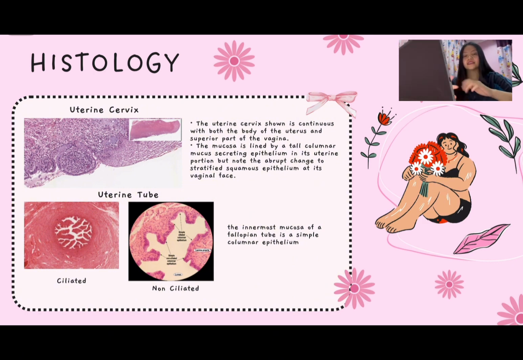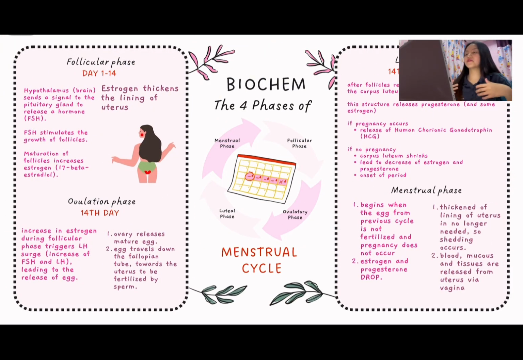Now, let's talk about the menstrual cycle. This cycle is part of our reproductive system and it helps to prepare our body for a possible pregnancy. The average length of a menstrual cycle is 28 days, but a cycle can range from 21 days to about 35 days and is still considered normal.